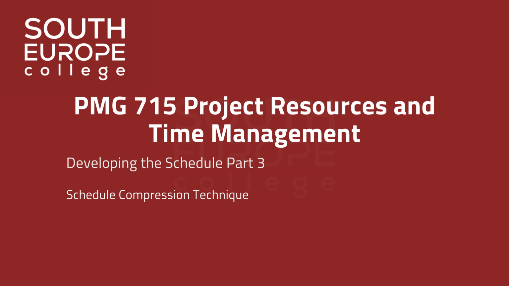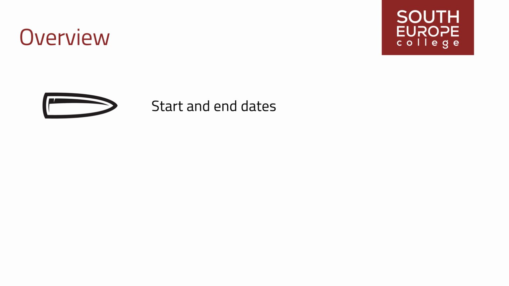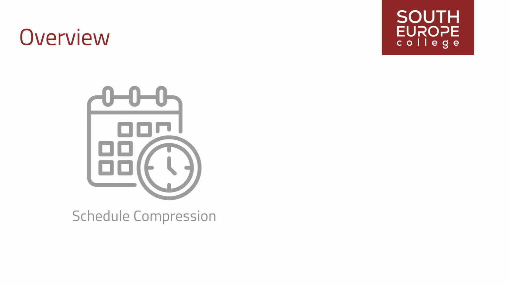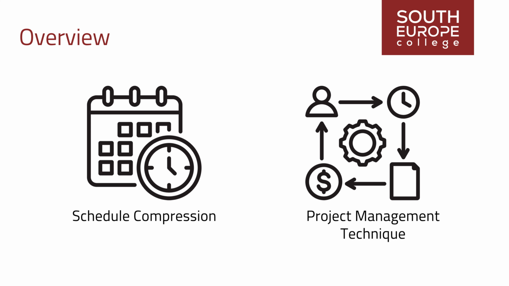Part 3. This segment will cover the schedule compression technique. Once the schedule is developed with start and end dates, we might find that based on the duration estimates, dependencies, or critical path, the schedule does not meet set project deadlines and constraints. In such cases, we utilize schedule compression, which is a critical project management technique aimed at condensing project timelines without compromising quality or objectives.